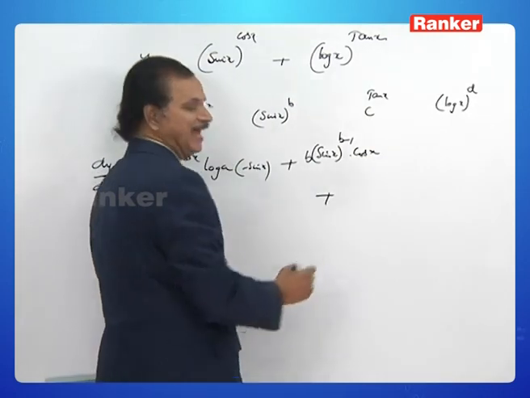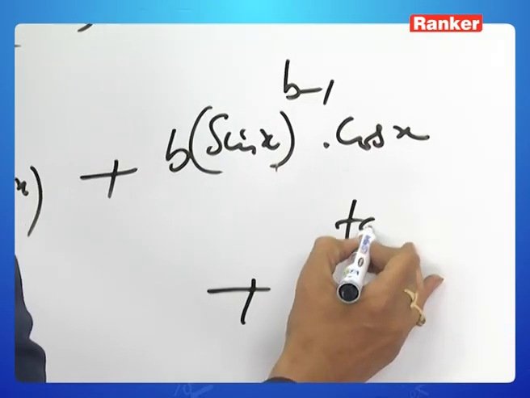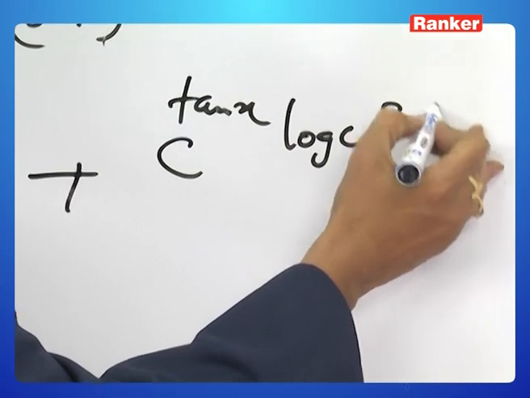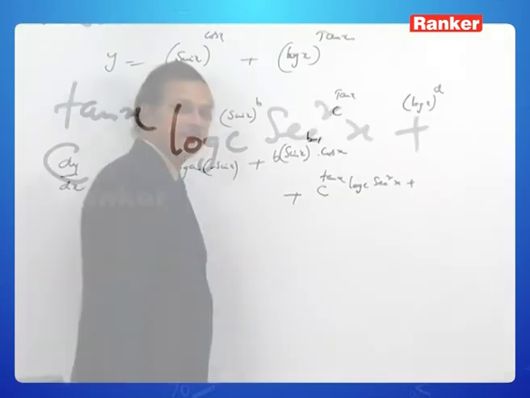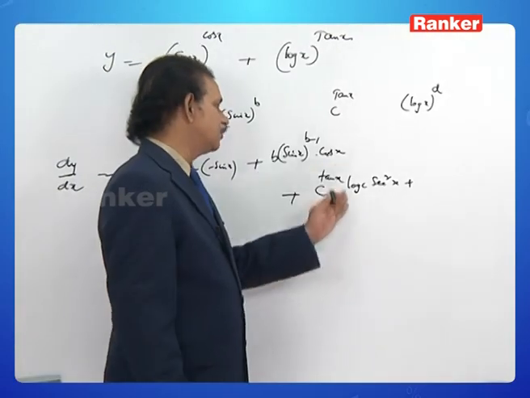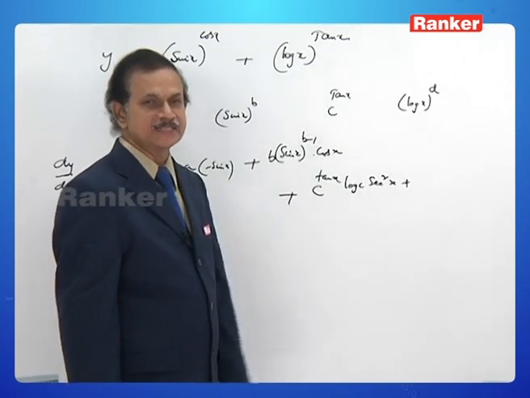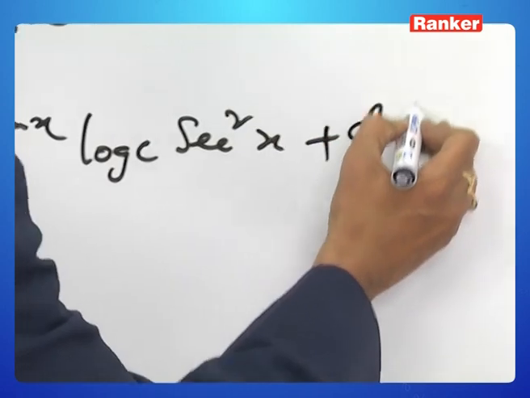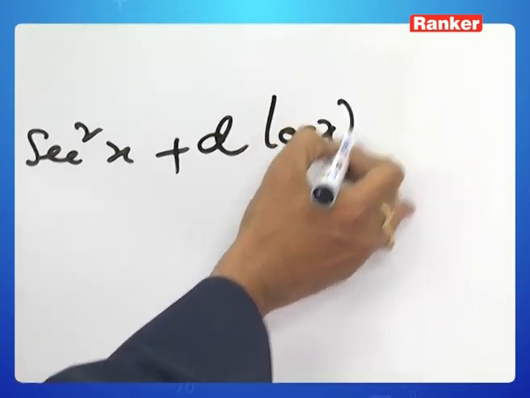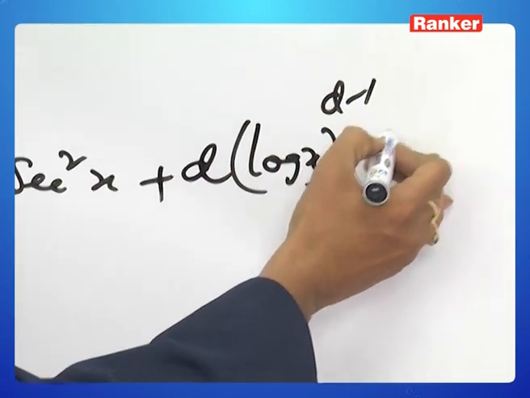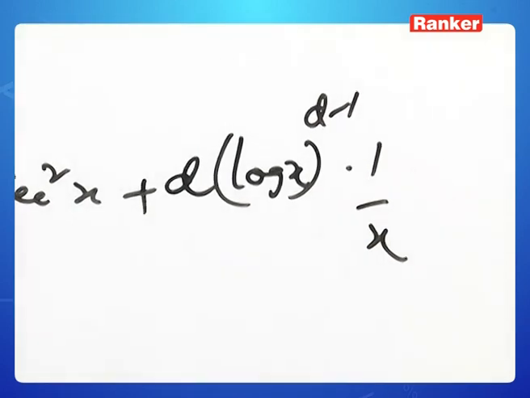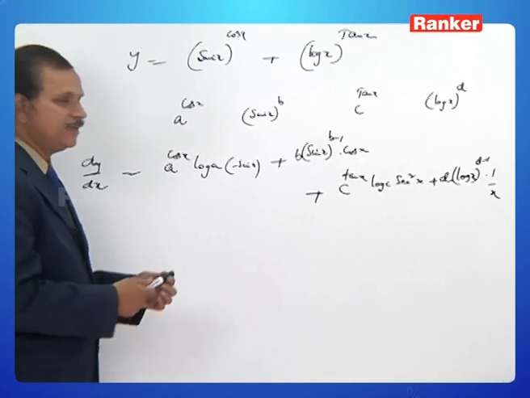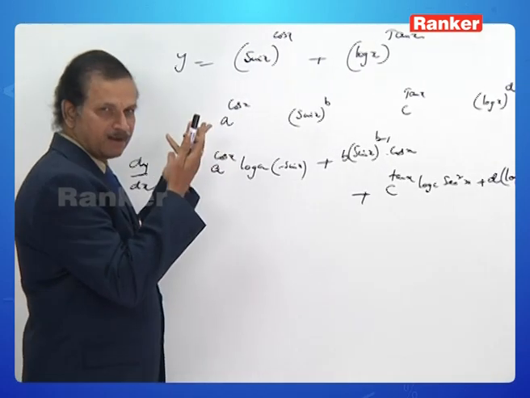Next part. For c power tan x, c power tan x into log c into, for tan x it is secant square x. Plus for log x whole power d, d into log x whole to the power of d minus 1 into, for log x it is 1 by x. Now let us replace a, b, c and d by their parent functions.